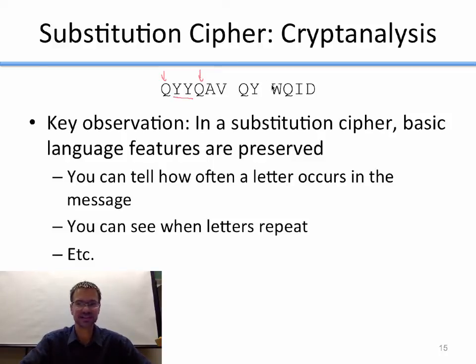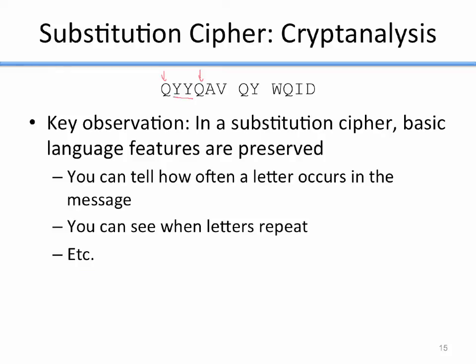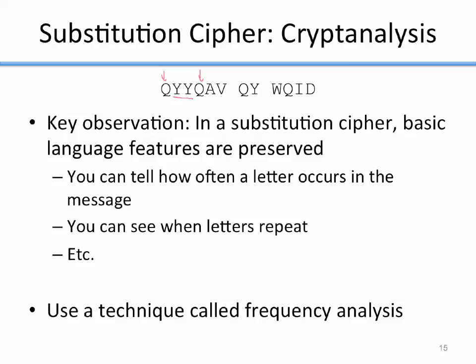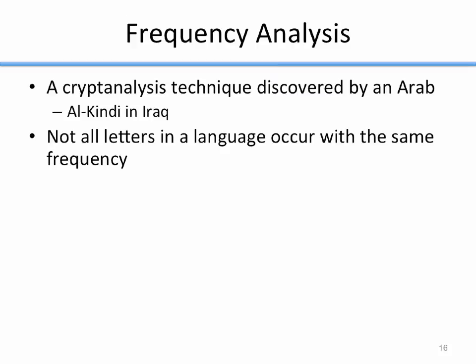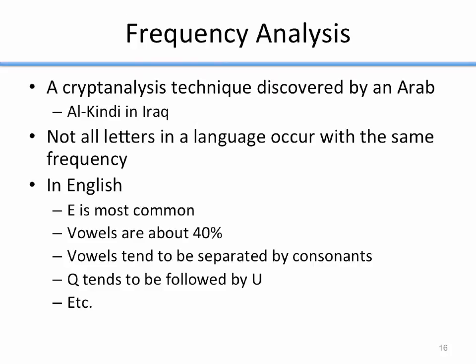So the key observation here is that in a substitution cipher, basic language features are preserved. You can tell things like how often a letter occurs in the message, you can see when letters repeat, etc., etc. So to break a substitution cipher, we're going to use a technique called frequency analysis. Now, frequency analysis is a cryptanalysis technique, and it was actually discovered by an Arab, Al-Kindi, in Iraq. His observation here is that not all letters in a language occur with the same frequency. So in English, for example, and he obviously was not working in English, but in English, for example, the most common letter is E. If you take large chunks of English text, E occurs more than any other letter.